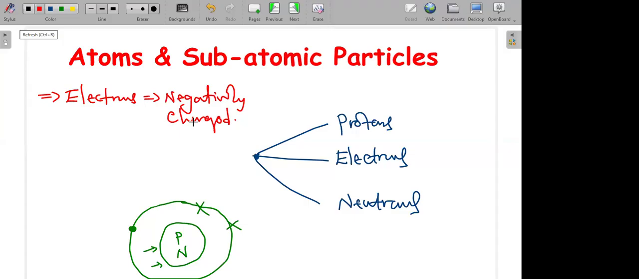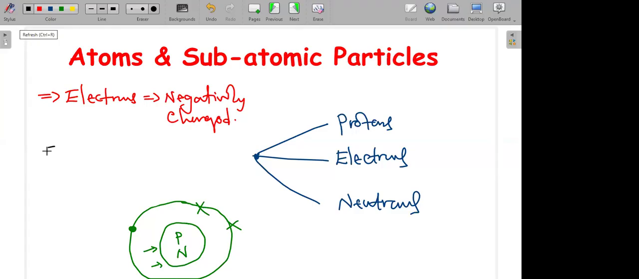Without electrons, we would have no chemical reactions. We would have no electricity, we would have no compounds, because nothing would be reacting. So the electrons are very important for the chemical properties of the atom.